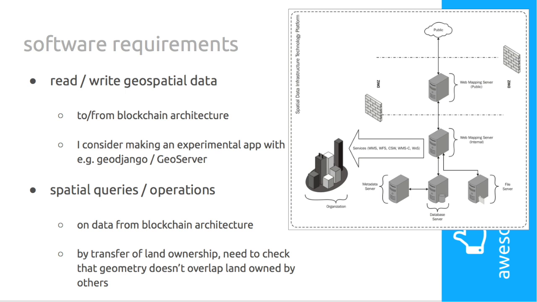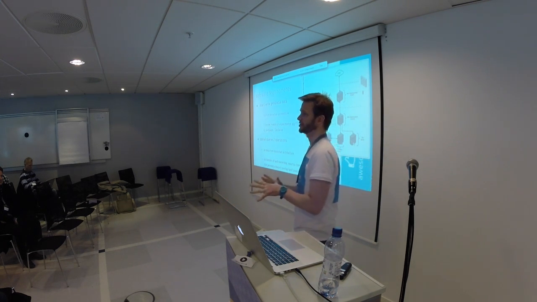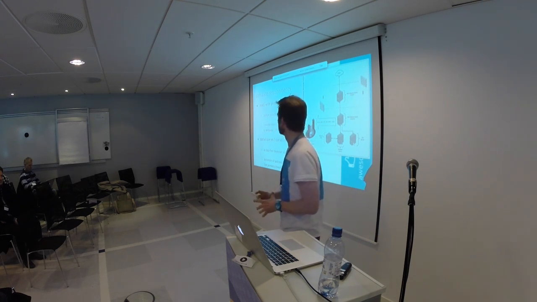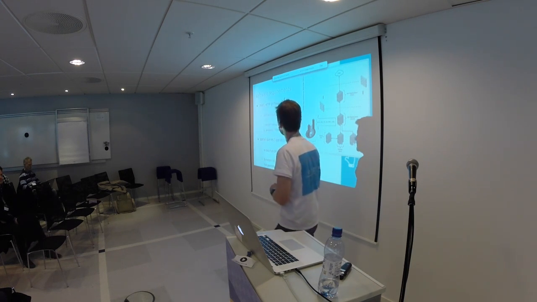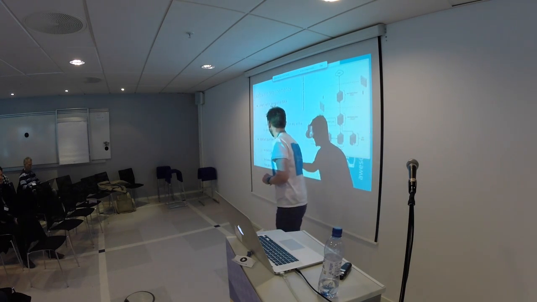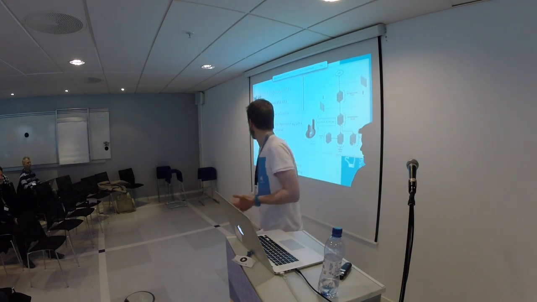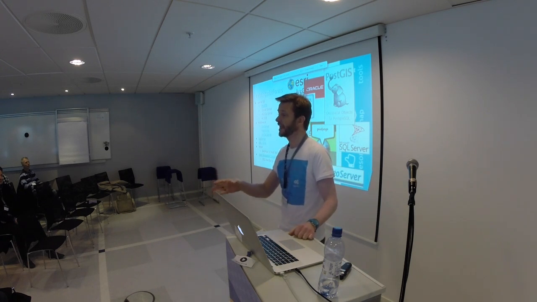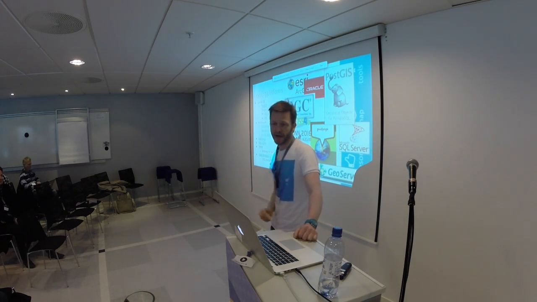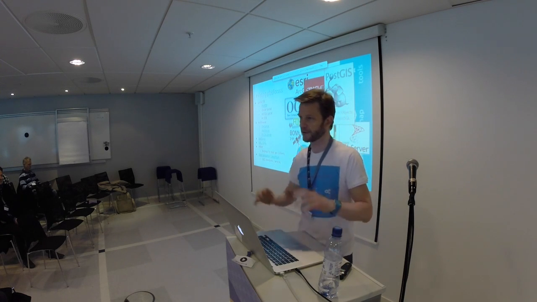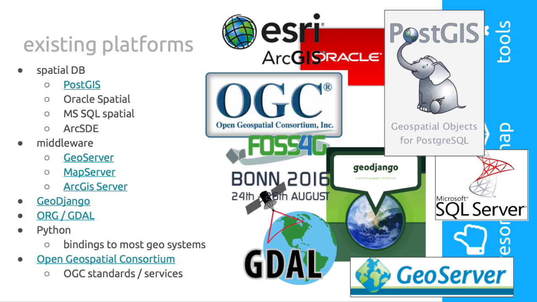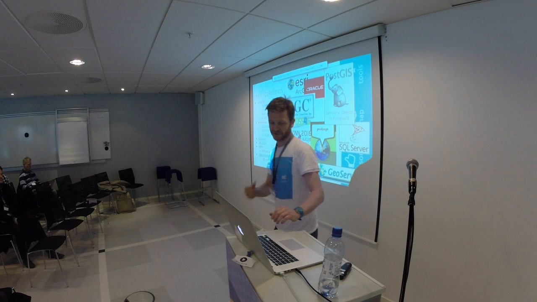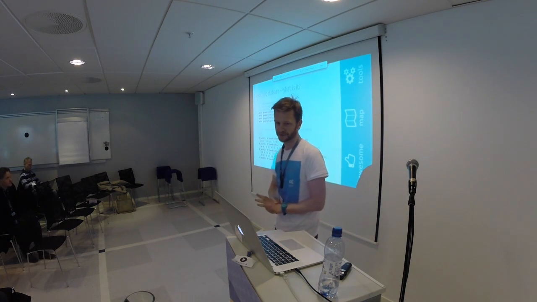Seen from my perspective as a geospatial expert, what I need to be able to do on a blockchain architecture is to read and write geospatial data, and I need to be able to perform spatial queries and operations on it, such as checking whether this piece of land is not actually owned by somebody else before I buy it. That is a spatial query with a geometry in it. There's a whole bunch of platforms existing, and there's a very strong open source community in the geospatial industry.